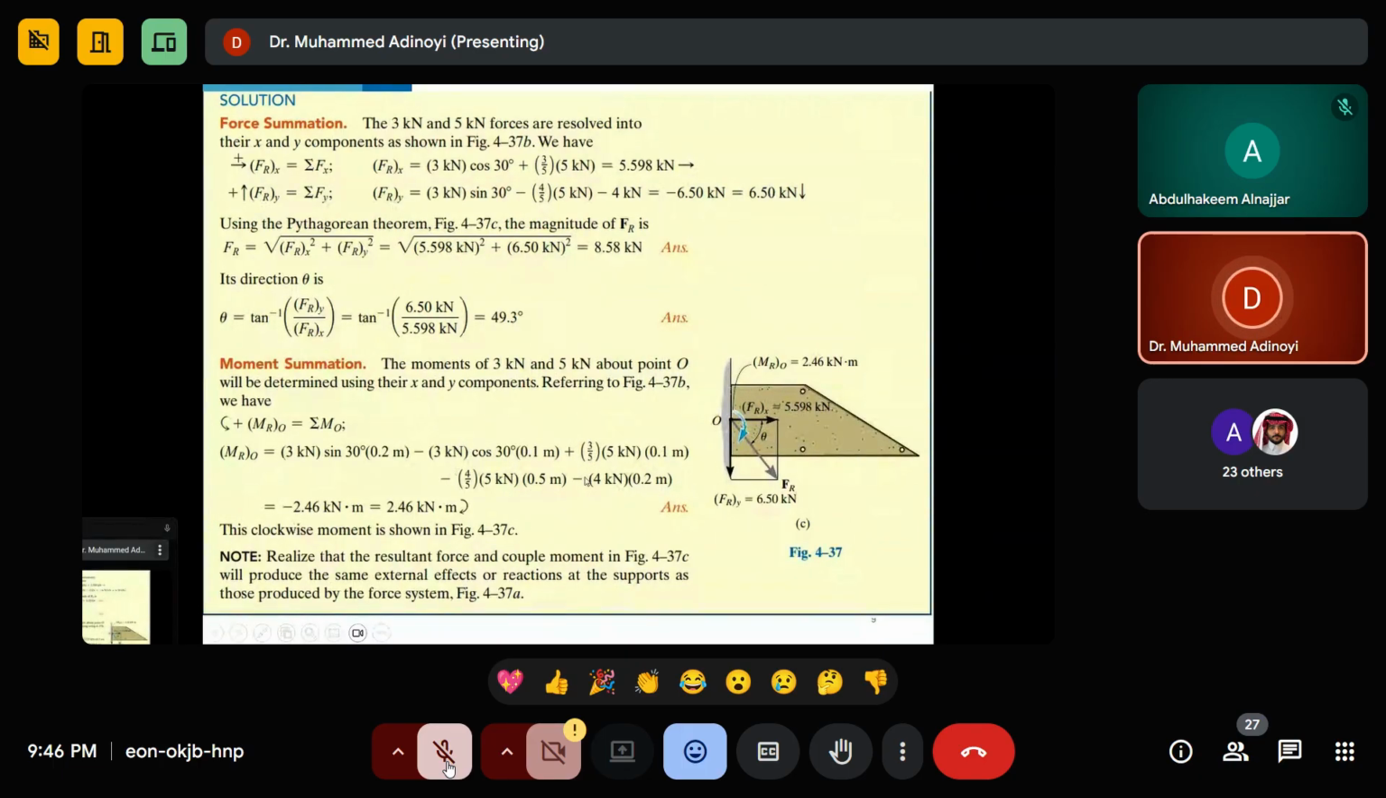So the same thing you apply to the rest of the forces. And you have your answer is going to be minus. If it is minus, it means that the moment is what? The resultant moment is clockwise. That's what it means. The resultant moment is clockwise.